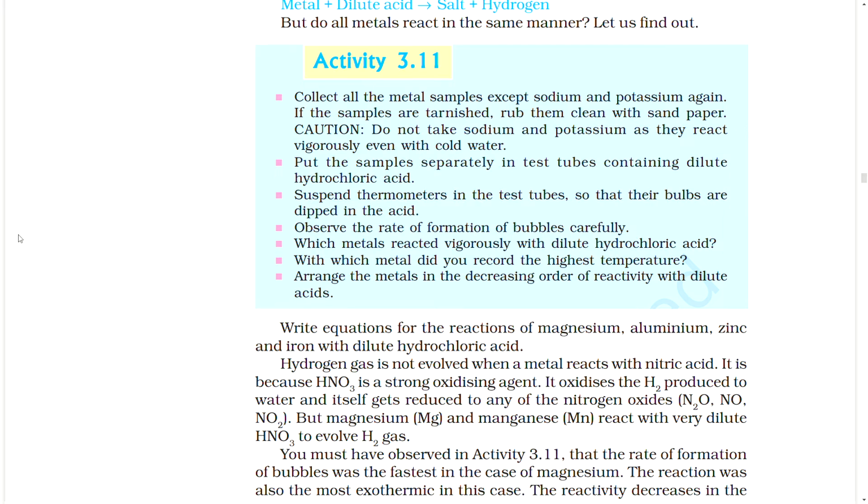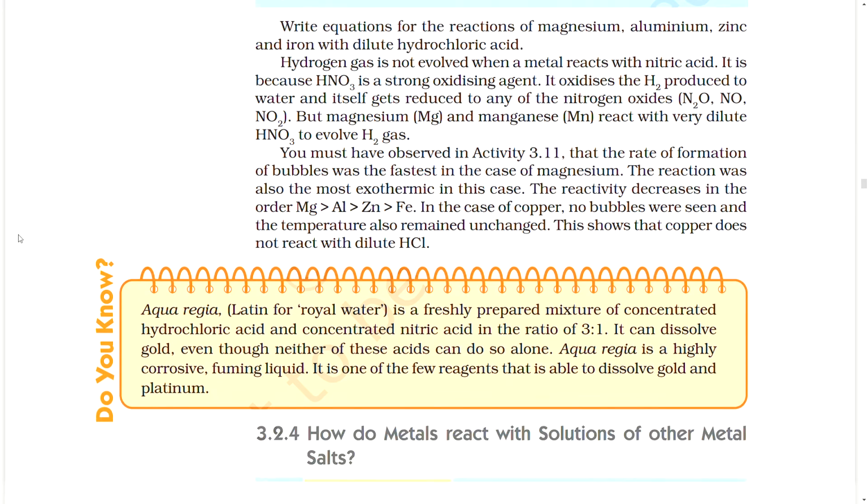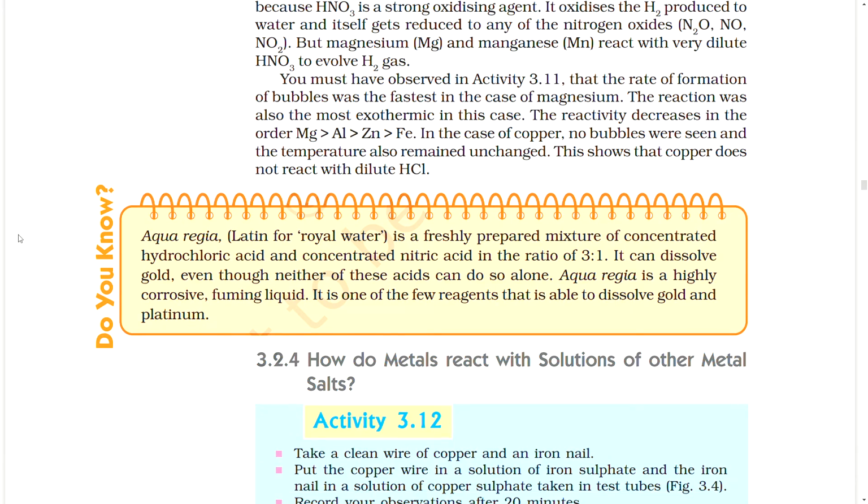You must have observed in activity 3.11 that the rate of formation of bubbles was the fastest in the case of magnesium. The reaction was also the most exothermic in this case. The reactivity decreases in the order magnesium < aluminium < zinc < Fe. In the case of copper, no bubbles were seen and the temperature also remained unchanged. This shows that copper does not react with dilute HCl.